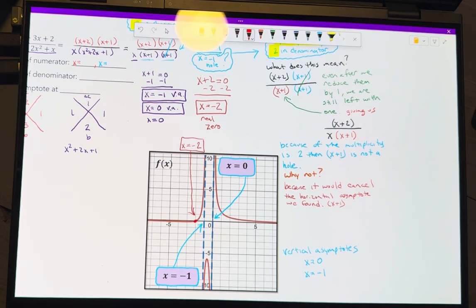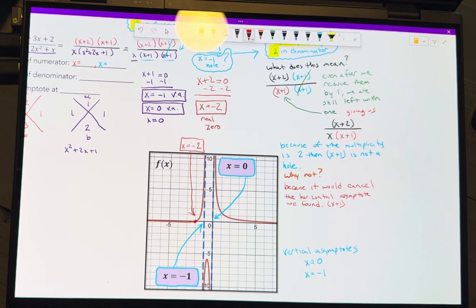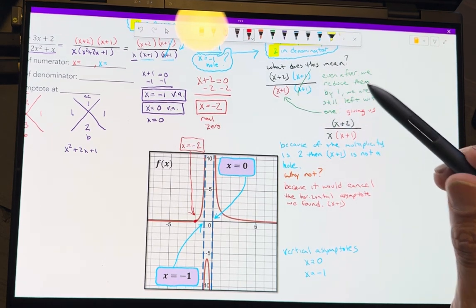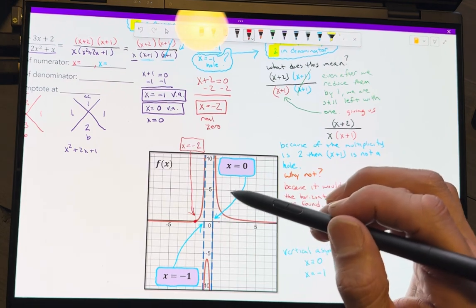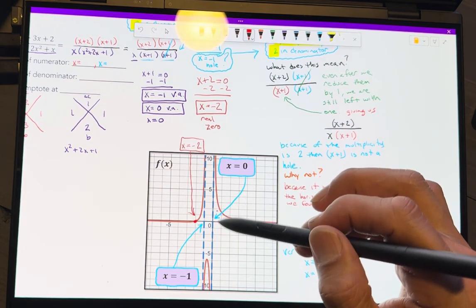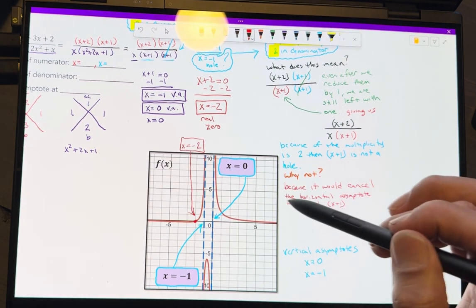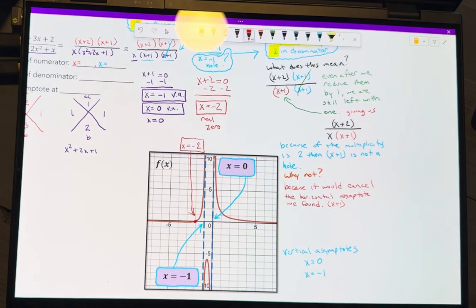So we talked about multiplicity last week. We didn't quite explain, or she didn't explain where that came from, but now you can see that if we have a multiplicity, meaning we have more than one of those quantities, then we do have to count them to see if they're going to cancel out or if there's going to be one left over so that it becomes an asymptote.